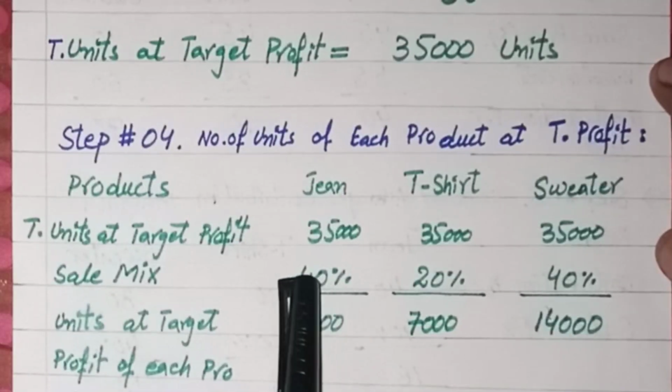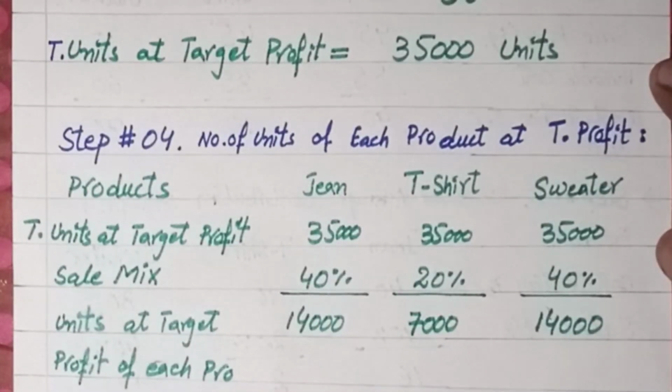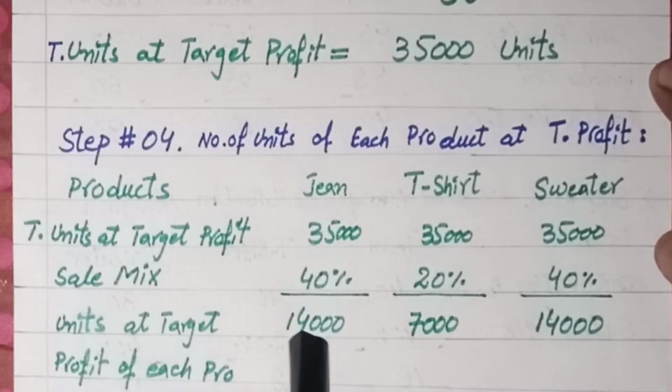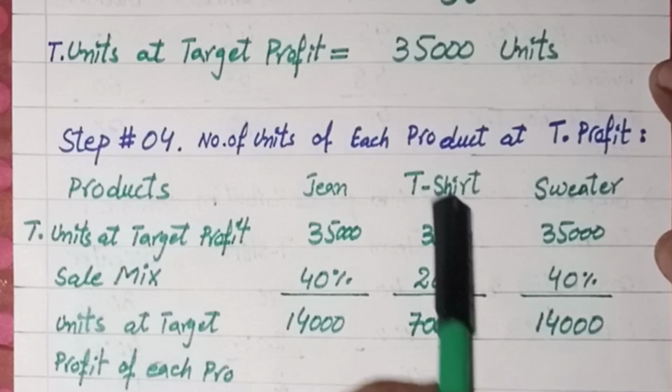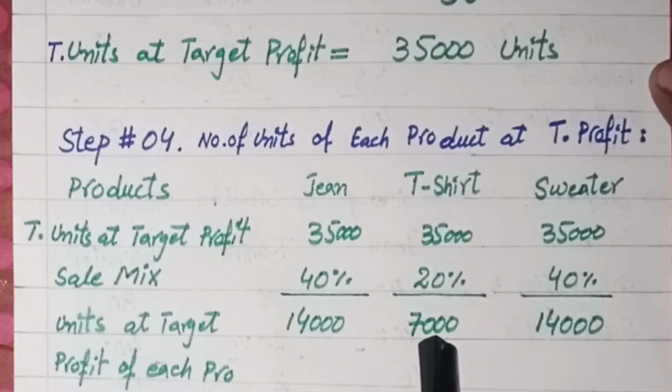Next, we take the percentage of the total amount and calculate the number of units of each product. For the first product, we calculate 14,000. For the second product, we calculate 7,000. And for the third product, we calculate 14,000 units at target profit.